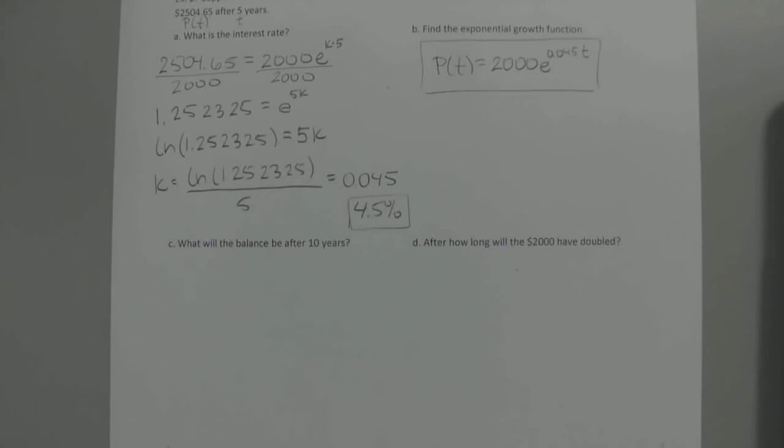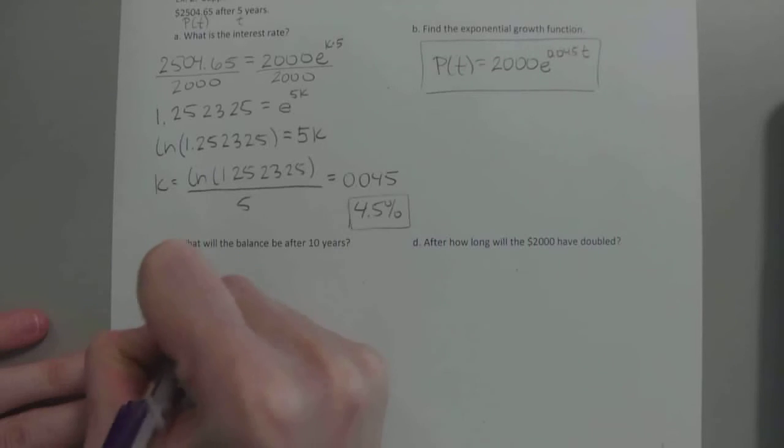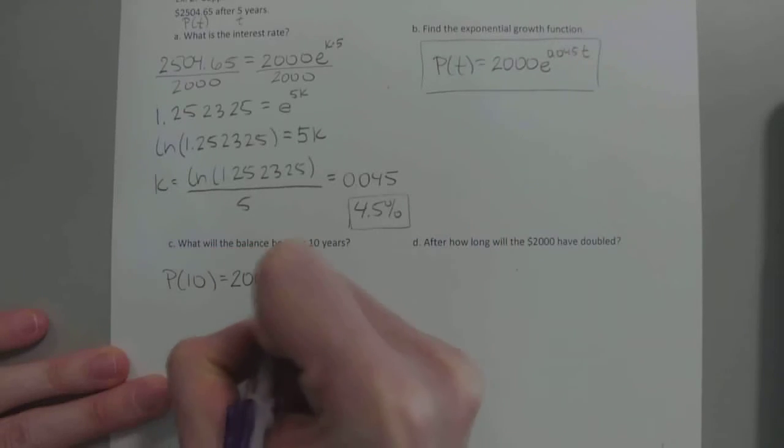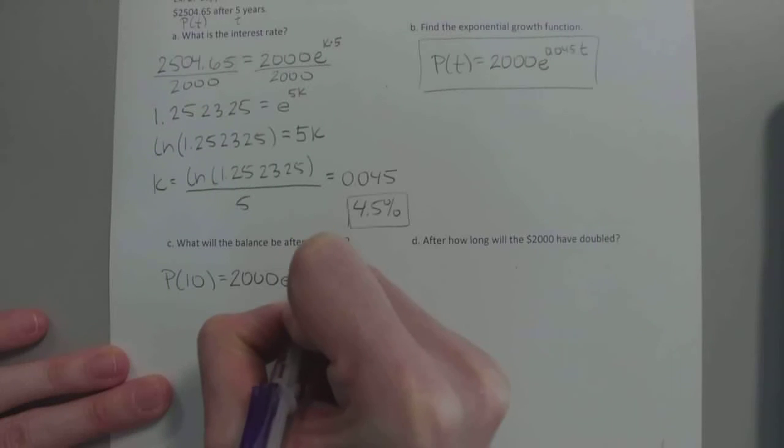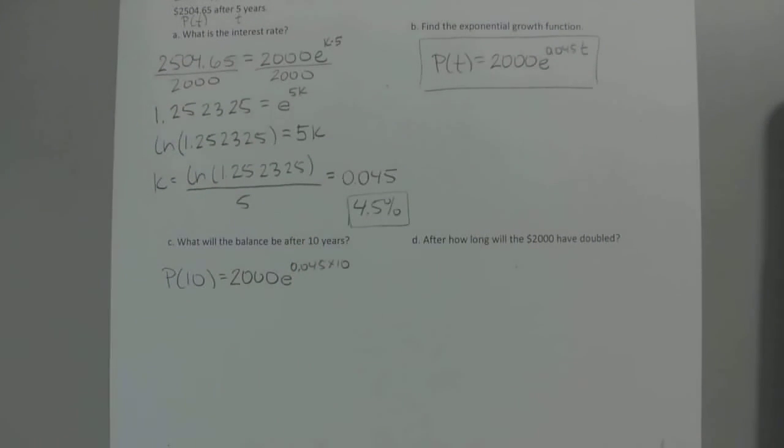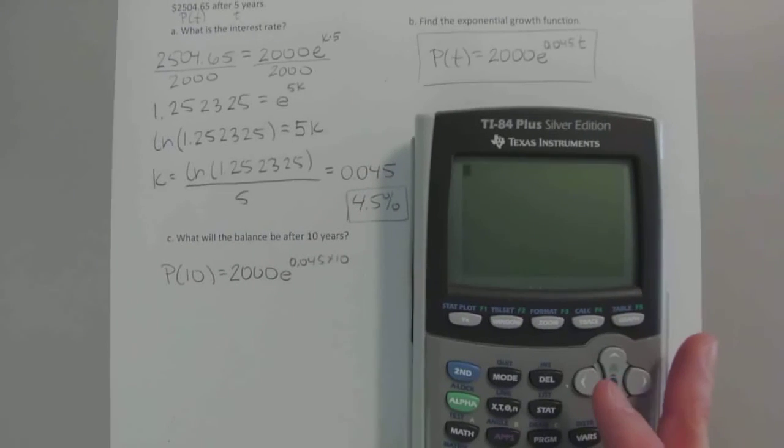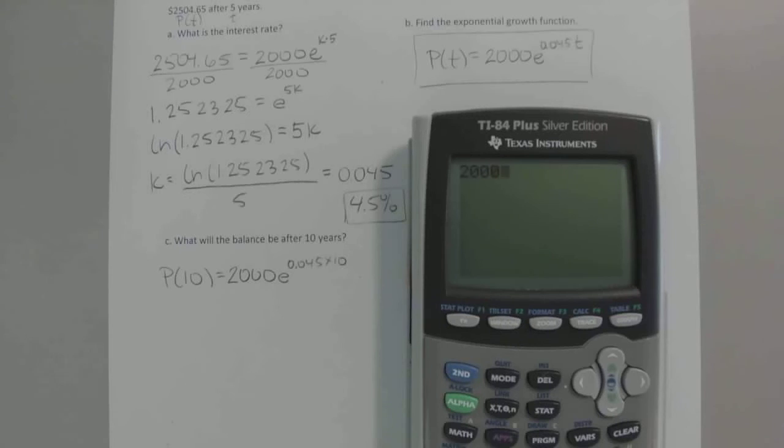All right, so C says, what will the balance be after 10 years? So what do we need to do? Use T as 10. Yep, so we're finding P of 10. So we'll do our P naught, which is 2,000, times e to the 0.045 times 10. So just plug that in your calculator. It's kind of dark, I know. But we'll do 2,000 times second ln to get me my e with my exponent, 0.045 times 10. And what's it going to grow to?